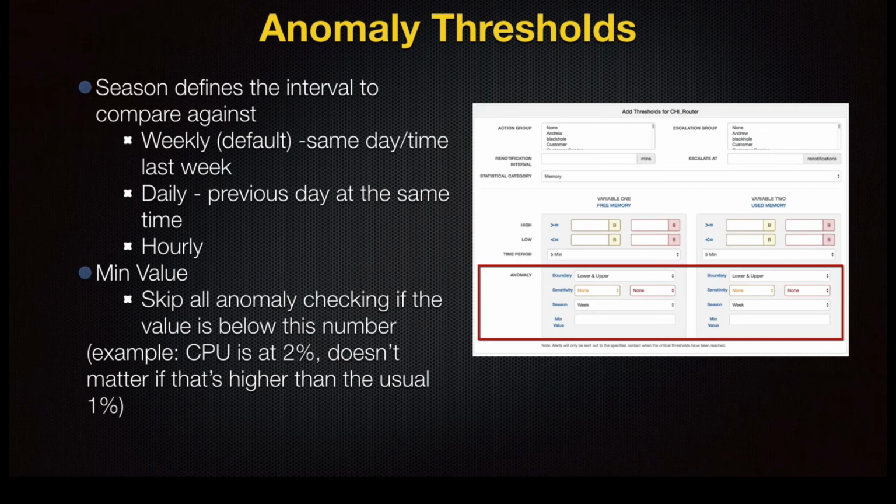So the minimum value just lets you set that bar to say, you know what, if something spikes the CPU, but it's under 10% of the CPU, I don't really care that it spiked. That's not an anomaly that's important enough for me to look at. So that's optional, but it gives you a way to kind of insulate against potential false anomaly alerts or anomaly alerts that are based on values that are just too small to be significant.